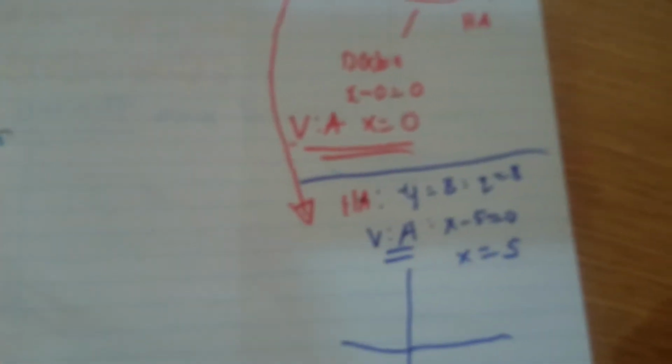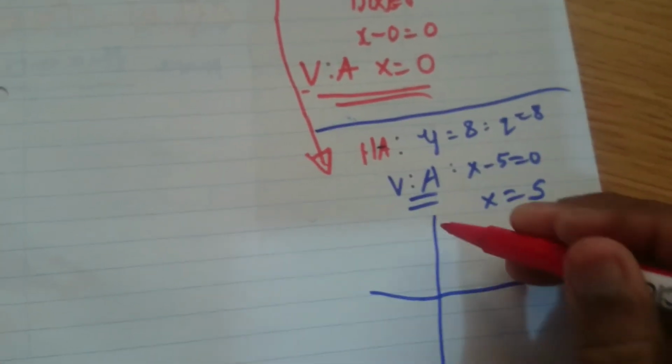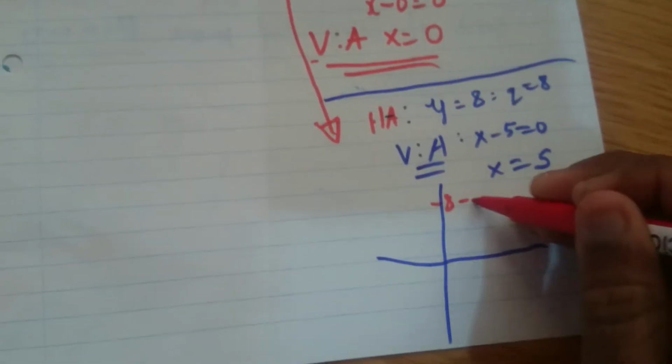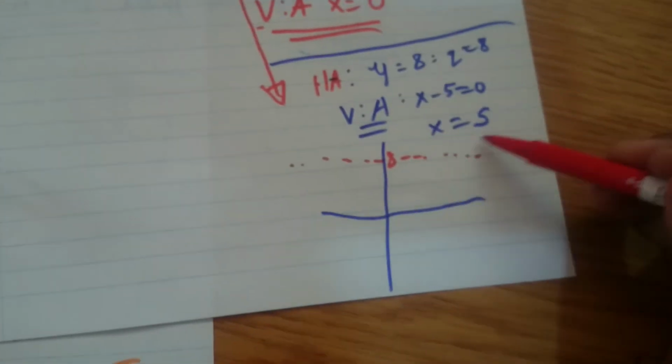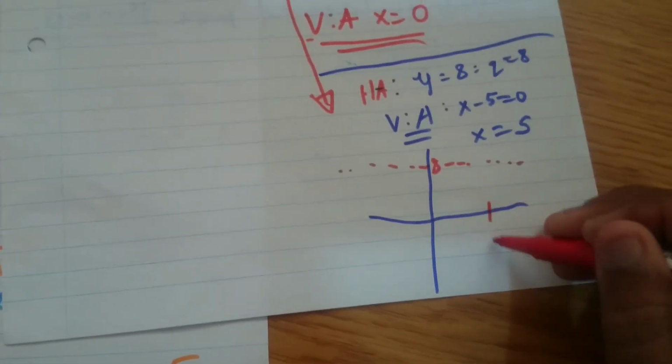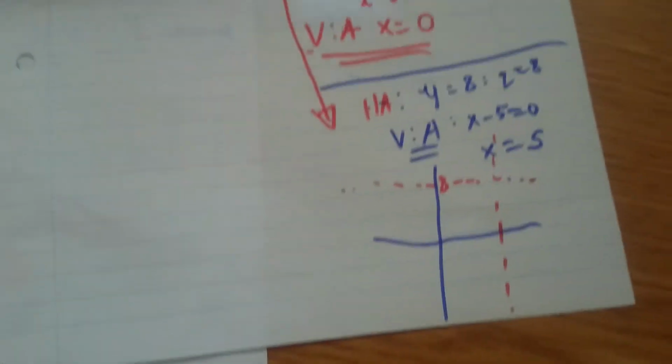So now, what is the vertical asymptote? Oh, the horizontal asymptote. The horizontal asymptote equals 8, so I put 8 here, and let's say this is my horizontal asymptote. My vertical asymptote is x equal to 5, so positive 5 here, and I draw a vertical dashed line. These lines will never be touched. Do you understand what I'm saying?